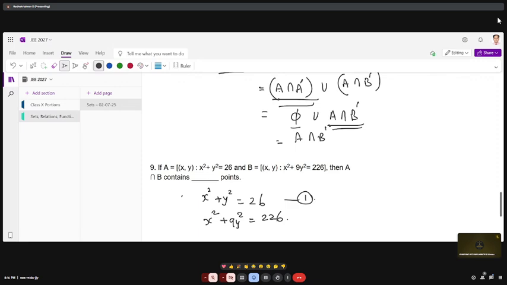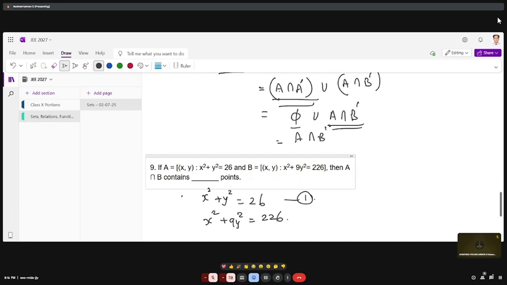So, just try to see what are the values. You rightly said, x square plus y square equal to 26 is satisfied when x equal to 1 and y equal to 5. And likewise, it is satisfied when x equal to minus 1 and y equal to 5, x equal to 1 and y equal to minus 5. So many combinations are there.